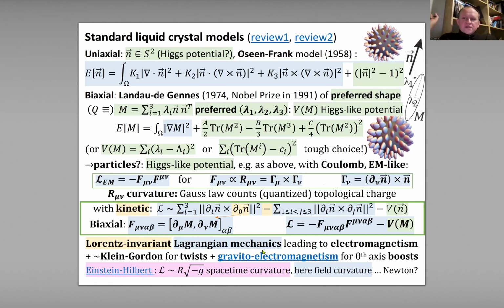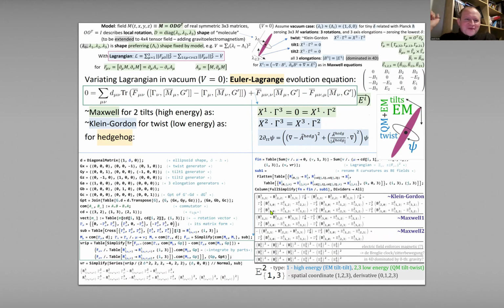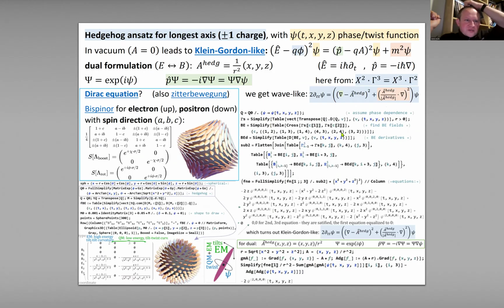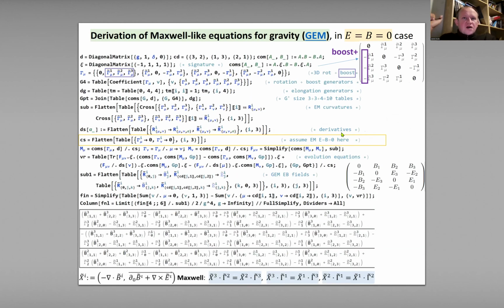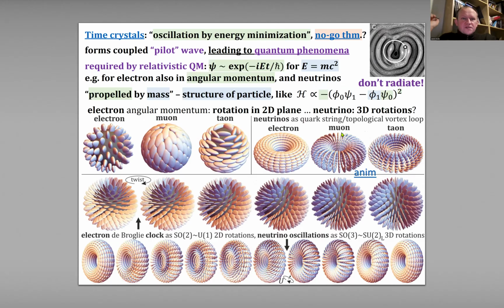So here are these liquid crystal models. There is Oseen-Frank, Landau-de Gennes, which I have used. Here it is very briefly. There is some derivation of Maxwell-like equations, also a Klein-Gordon-like equation on this quantum phase. Also some biquaternion or spinor, so we can represent the particle. The spinor represents the boost and rotation, so we can also use it for this kind of configuration. And here is a similar derivation of Maxwell-like equations for gravity if we turn off the electromagnetism. And here is a summary of this energy minimization, giving various shapes of the particles. You can see the animations. And here is the last slide.